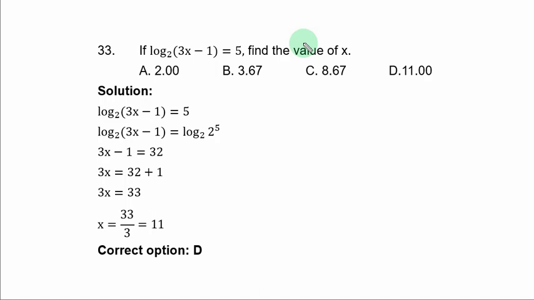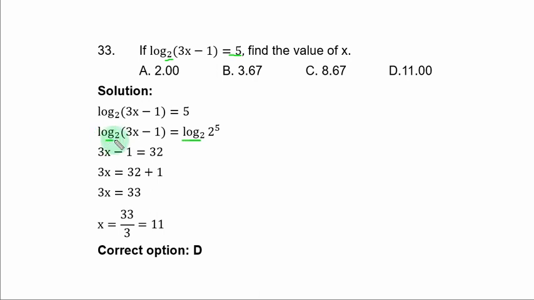Question 33. If log of 3s minus 1 to base 2 is equal to 5, find the value of s. To do this, we want to equate log to base 2. We can only do that if we have log to base 2 on the right hand side. From one of the laws of logarithm, log of a number to its own base is 1.